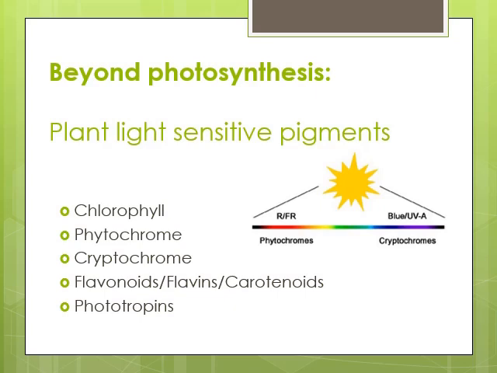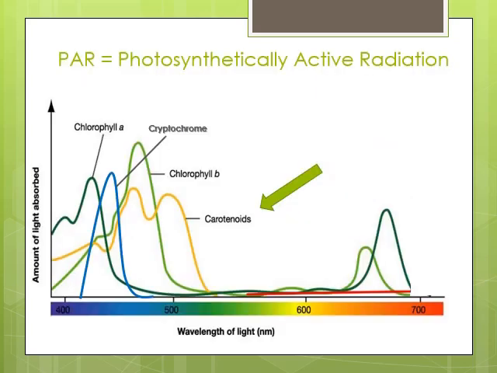Beyond photosynthesis, what are the pigments that plants use? Chlorophyll, obviously, we've talked about that. Phytochrome, we've talked about that. A new one today would be cryptochromes. We haven't spent a lot of time talking about flavonoids and carotenoids. And then lastly, phototropins, which is probably also new to you. Let's look at these.